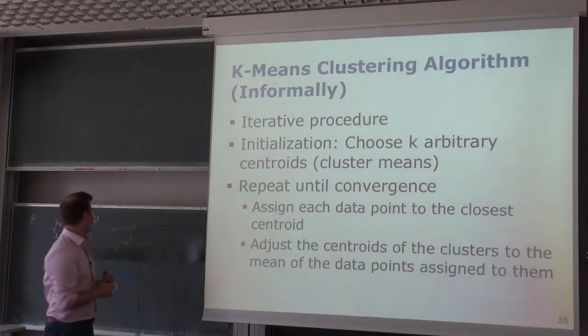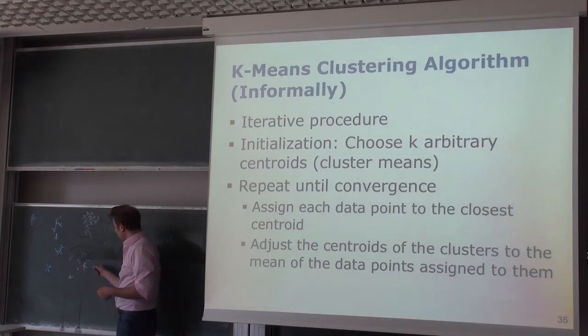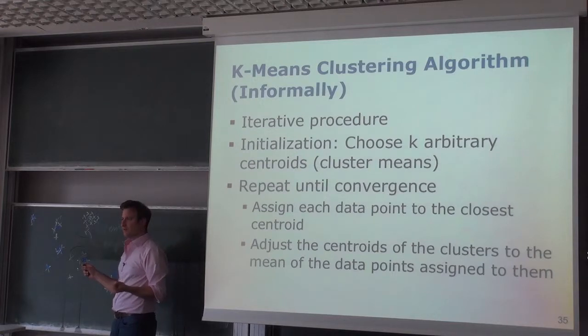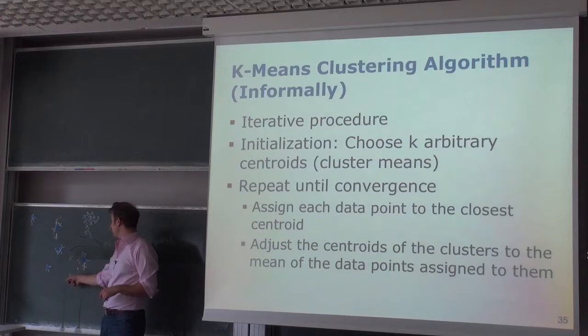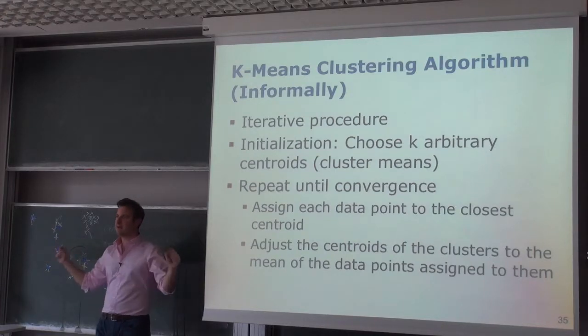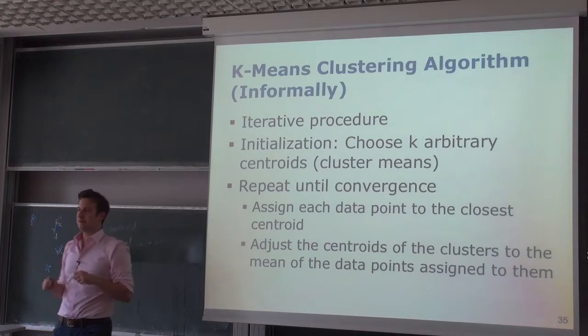And I say, okay, I go through all the white data points, and say, okay, what's the closest centroid for this data point? So in this case, it will be this one, this one, this one, this one over here, based on my random initialization. So I have an assignment of my data points to centroids.